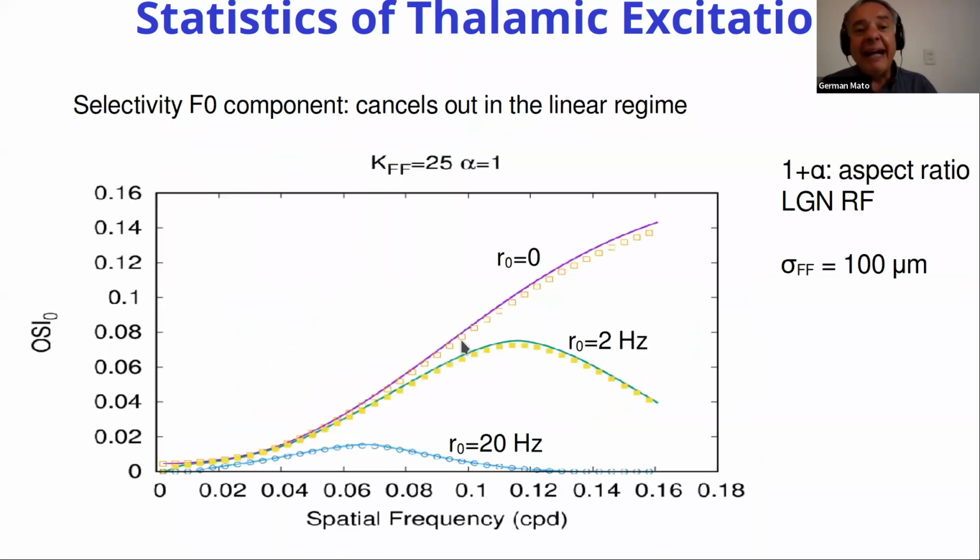We also can see that even if the receptive fields are elongated and we have small size, the selectivity of the F0 components cancels out in the linear regime. If we increase the value of the spontaneous activity, we find that the OC0 decreases with increasing spontaneous activity.